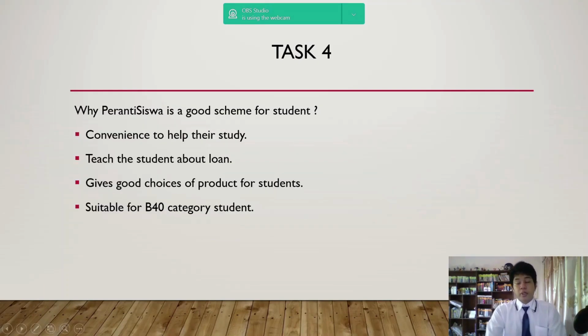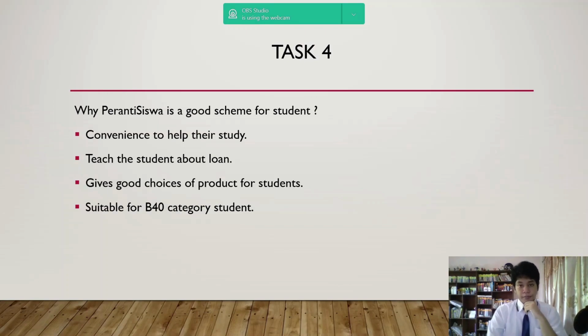For task 4, I'm going to comment on the Meranti Siswa scheme, and I believe this scheme is a good scheme. The first reason is it is convenient to help students with their study. Such as B40 students, they mostly cannot get their own device, such as a laptop, for study, but thanks to this scheme, they can get a device to help with their study.